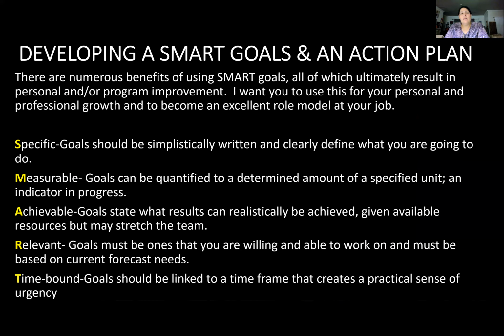Okay, so we were talking about customer service, and we were talking about providing the best service to our students, and it's important for us to develop a SMART goals action plan. There are numerous benefits of using SMART goals, all of which ultimately result in personal and or program improvement. And in this case, I want you to do it for your personal growth. Take this for yourself, to challenge yourself to be better and to improve.